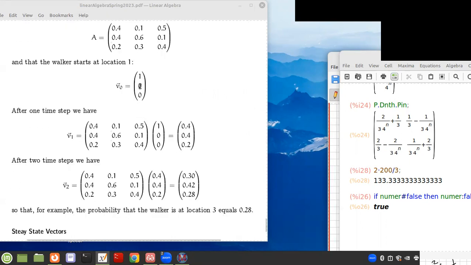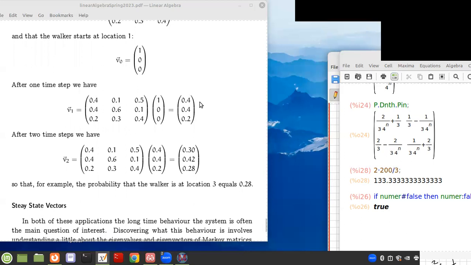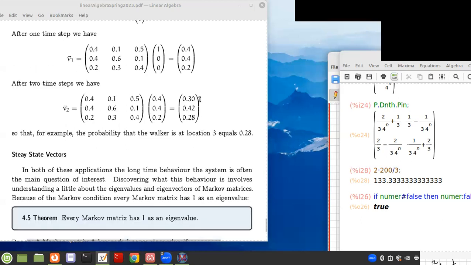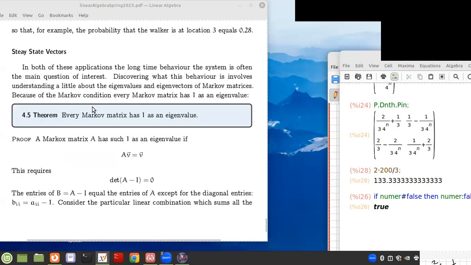And so your initial values, instead of being a big number, are going to be ones. A person starts at 1, and you want to find the long time probability. In this particular matrix, after 1 time step, the probability is 4 tenths, 2 tenths at their different locations. It keeps changing. Okay, and here's sort of the thing. Every Markov matrix has 1 as an eigenvalue.